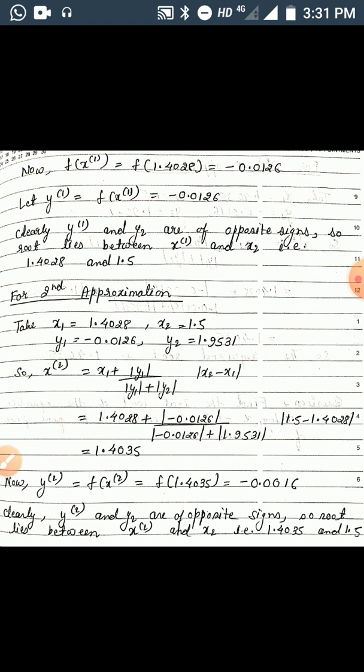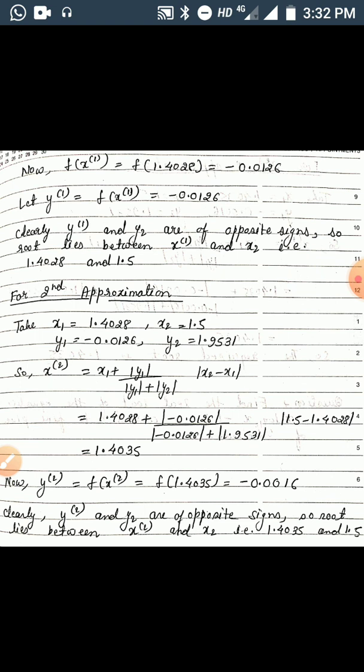So applying the same formula, we will get the second approximation as x superscript (2) is equal to x1 plus mod y1 divided by (mod y1 plus mod y2) into (x2 minus x1). Applying the values of x1, y1, y2, we will get 1.4028 plus mod minus 0.0126 divided by (mod minus 0.0126 plus mod 1.9531) into (1.5 minus 1.4028), and we will get the value as 1.4035.